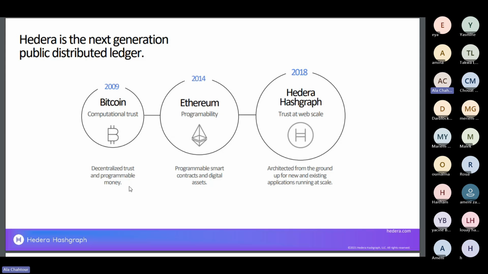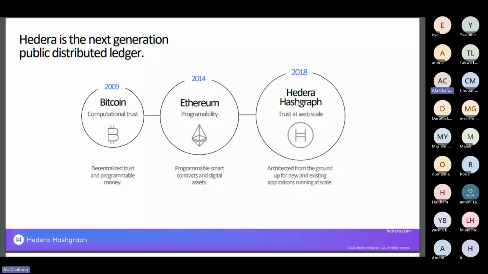And one of those networks is Hedera Hashgraph. Okay, so with Hedera Hashgraph, of course it's programmable, and also it's scalable. It means that the fees are very low with Hedera. We were talking about $136 with Ethereum, but with Hedera we are talking about $0.0001 per transaction, which is a huge change.